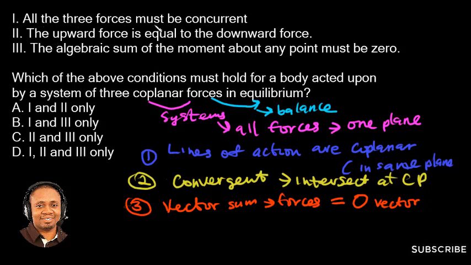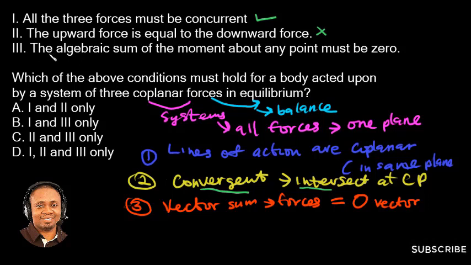All the three forces must be concurrent. Of course, all the three forces must be concurrent, which means that the lines of action are convergent, and which means that they intersect at a common point. Okay, good. So this condition is favorable. Alright, the second condition, the upward force is equal to the downward force. This does not correspond to the characteristics of a coplanar force system.